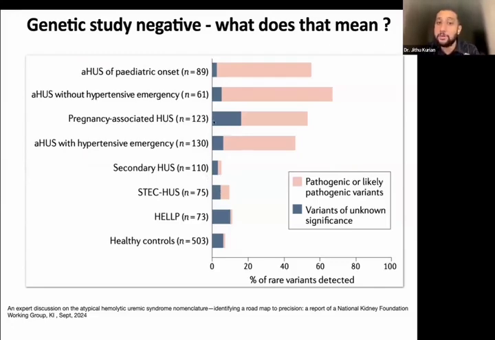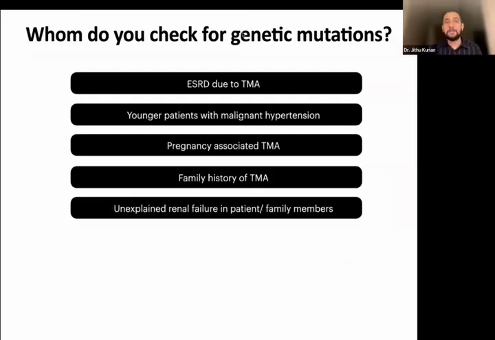In a patient presenting during pregnancy with HUS, the chance of finding a pathological variant is high. Although the proportion of mutations found is only in the tune of 50 to 60%, it also depends upon the setting in which you see this patient. So when do you check for genetic mutations? When you have a patient with ESRD due to TMA, and younger patients with malignant hypertension. When they present with a very bad, non-recovering course and atypical features, then you have to suspect a complement-mediated TMA.